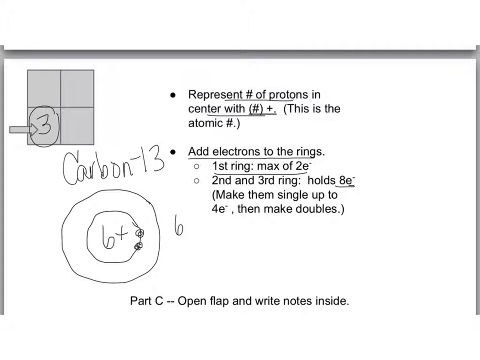So remember, if we have 6 protons, we also have 6 electrons. And we already have 2 in the first ring, so to get to 6, we just need 4 more. And you normally keep these separated until you get to 4, and then after that you could start to make pairs. But that is how the Bohr model for carbon-13 would look.